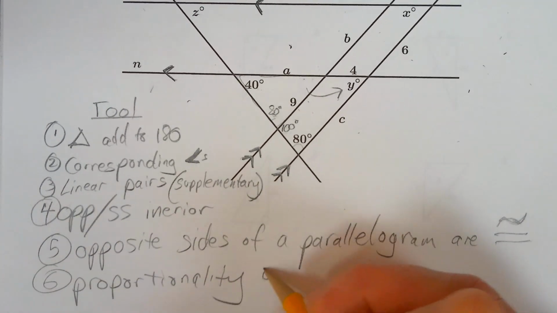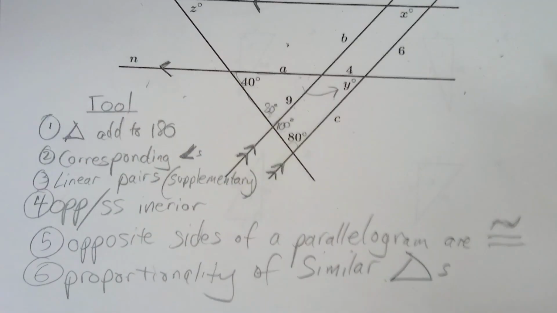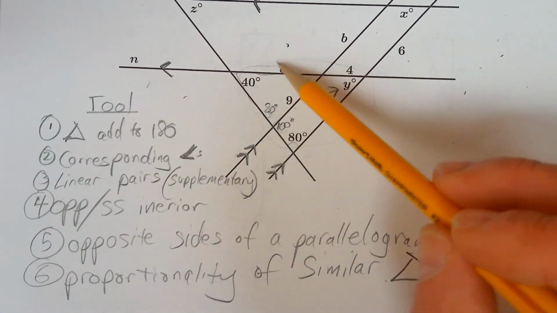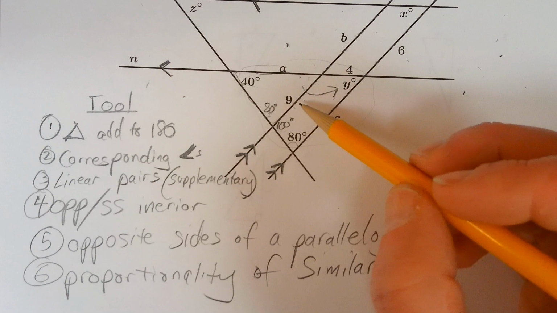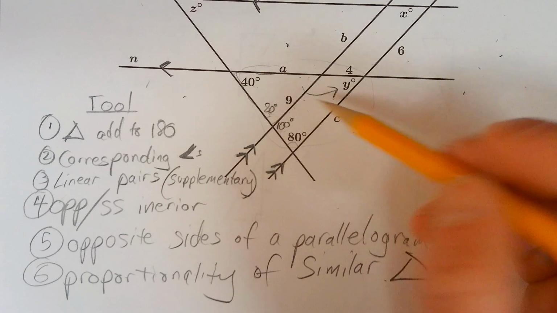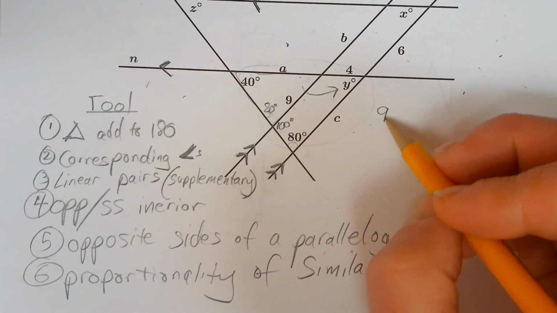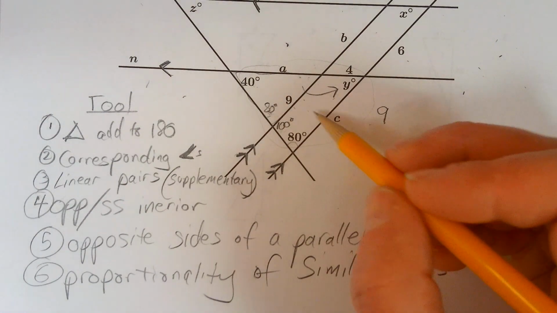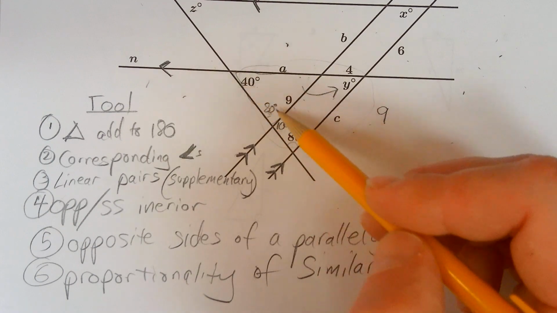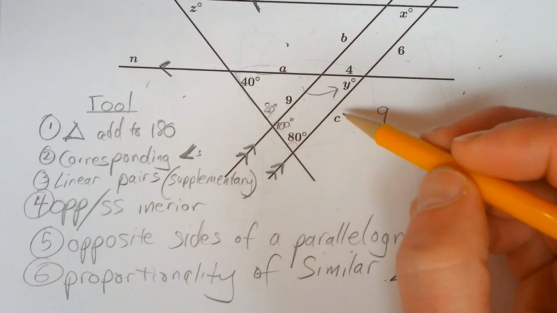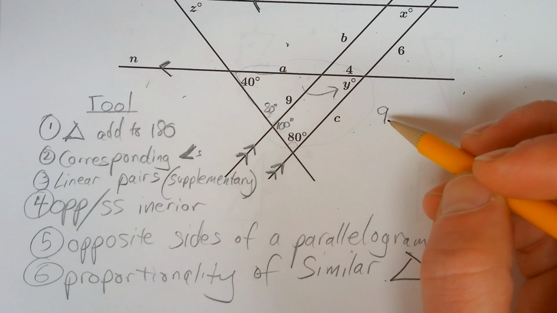Proportionality of similar triangles. So you have two similar triangles here. If you know this is 9, 9 compared to C. Nope. Is there a way to figure out what A is? Can't do it with two variables.